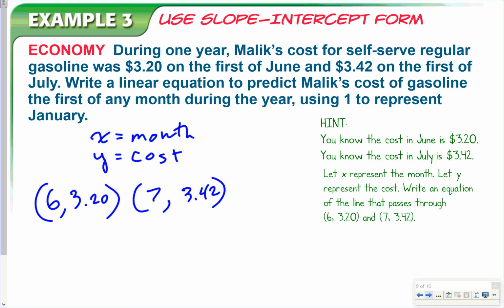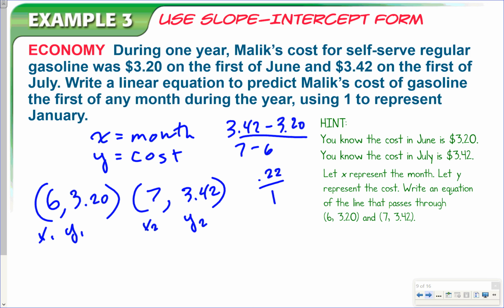Everybody with me? Okay, so you've got x1, y1, x2, y2. Let's find our slope. 7 minus 6. What is that? Point 22 per what? 1.